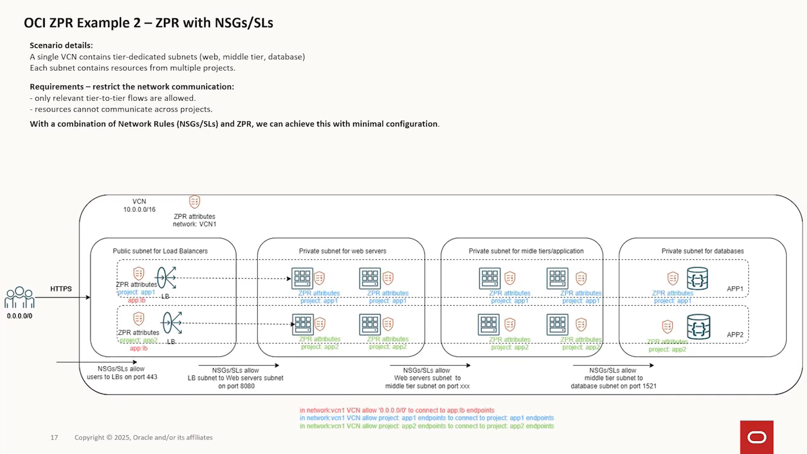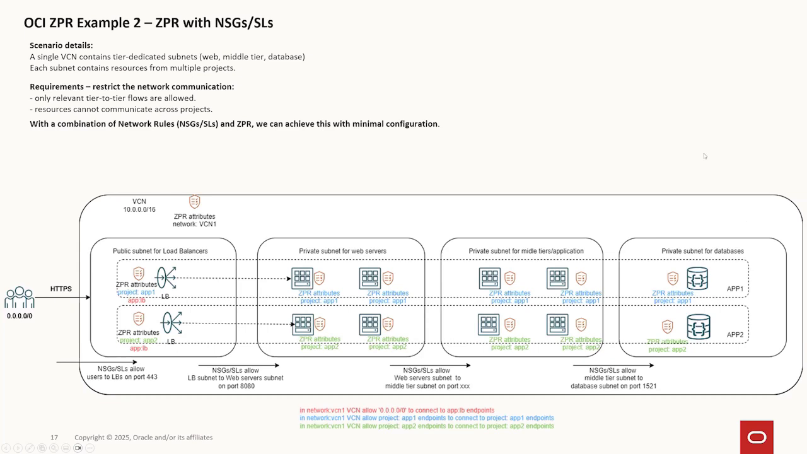So on the bottom, if you see the network security groups or security lists, both will work, are restricting the traffic between subnets. So the load balancer is only allowed to talk to the web servers and so on, right? The flow is left to right. And then with Zipper, again, with three policies, we group the resources together based on different projects.